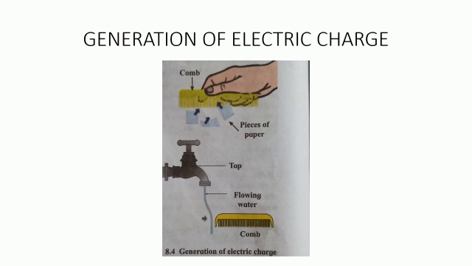The comb has negative and the water has positive charge. Due to the attraction between the opposite charges, the flowing water is attracted towards the comb. When the comb is taken away, the negative particles in the flowing water come back to their original position, and positive and negative charges become equal in number. As a result, the water becomes uncharged again and stops getting attracted to the comb as it is away from it.